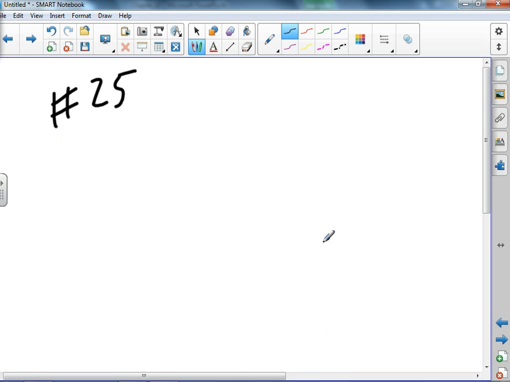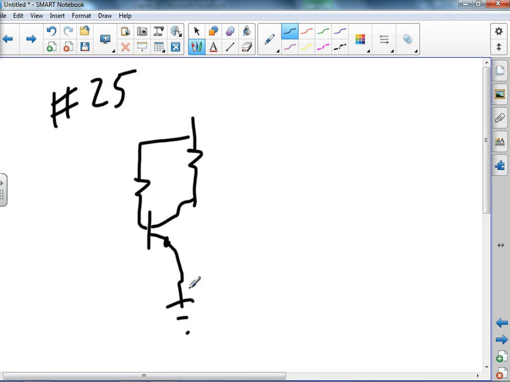Determine the Q point values of IC and VCE for 19-50A. All right, so I got this guy, and I got a bunch of resistors, and that's a transistor sitting there if anybody wanted to know.